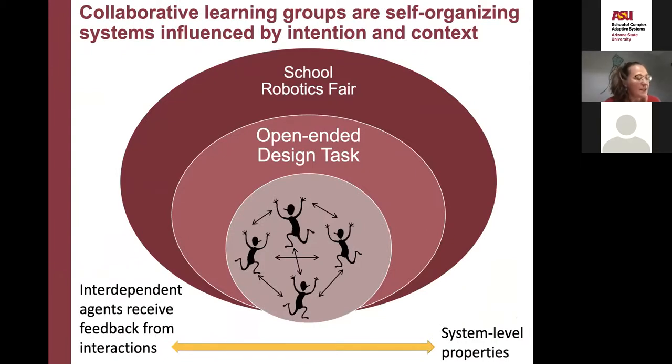Our assumption was that these small collaborative groups were complex systems, so we took the students to be the agents of the systems. Our system of interest was the team of 4 interacting students, while recognizing that their interaction was embedded in this open-ended design task, and multiple systems layers were influencing those interactions, including the fact that they were going to be presenting their robot at a school fair at the end of the school year.